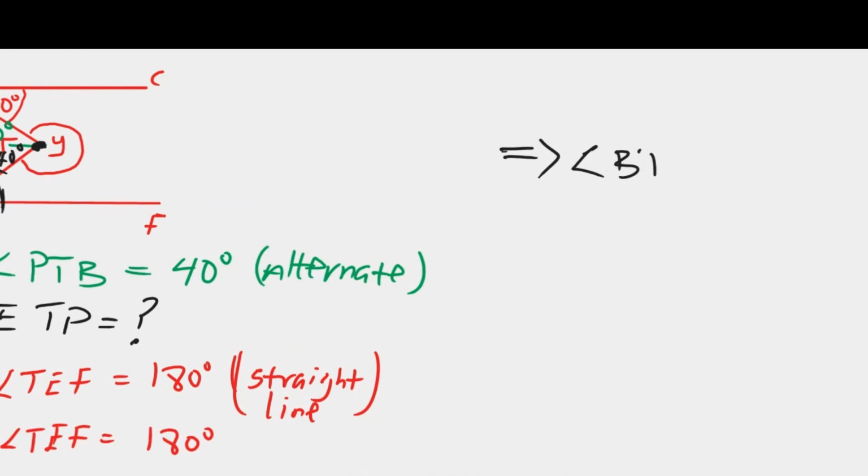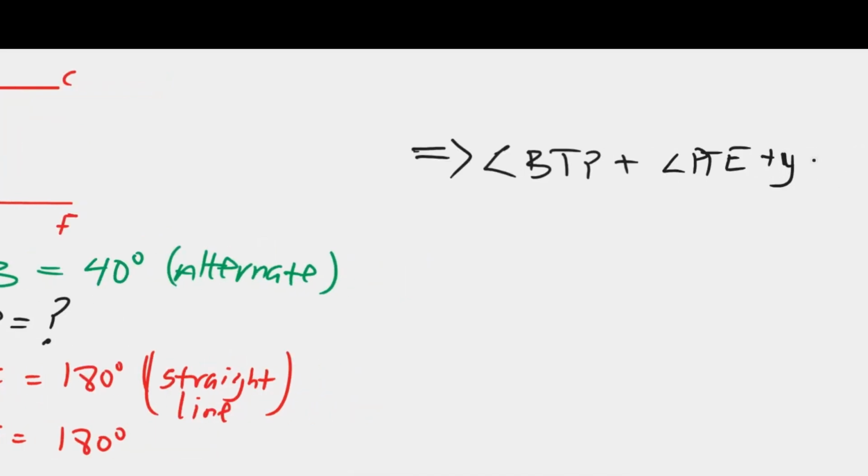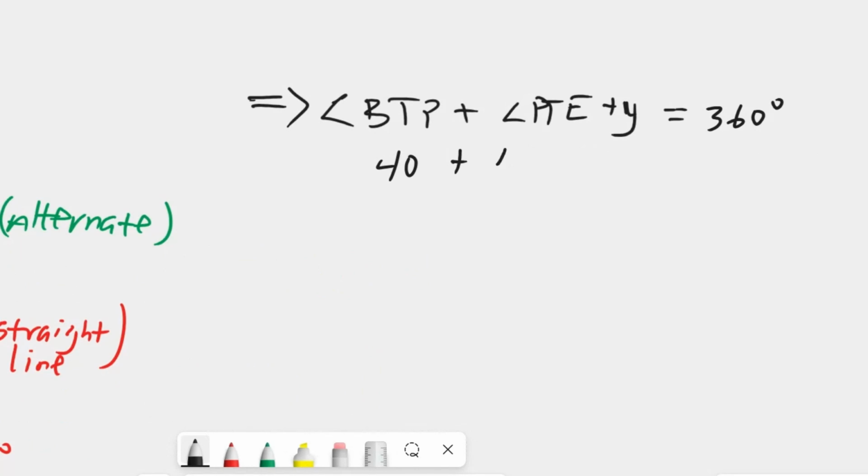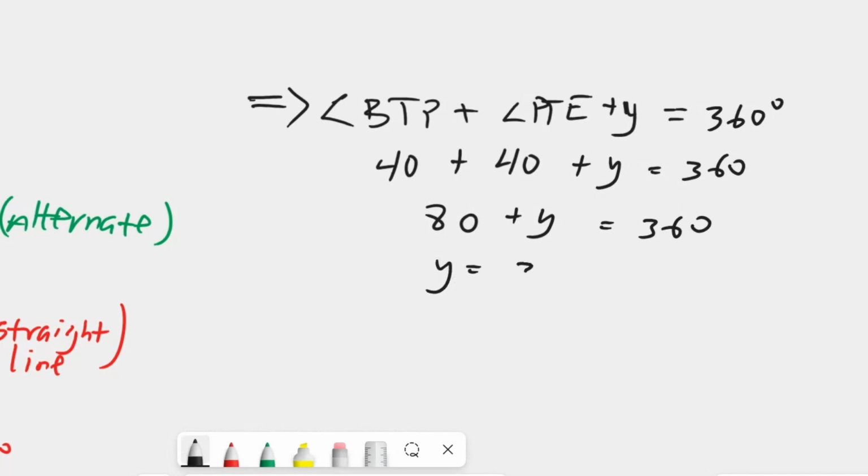Angle BTP plus this angle, that is angle PTE, plus y is equal to 360 degrees. And this one is 40, this one is 40, plus y equal to this. So that's going to give me straightforward 80 plus y equal to that. Subtract 80 from both sides, and that's going to give me y equal to 360 minus 80. So y is equal to 280 degrees. So that's the value of y, and that is why it's a reflex angle.